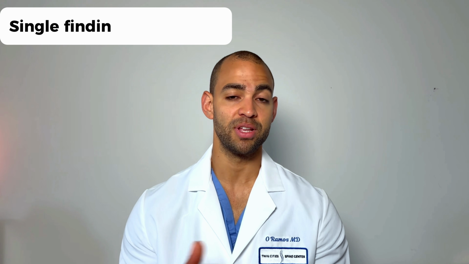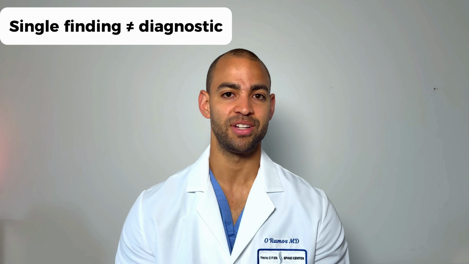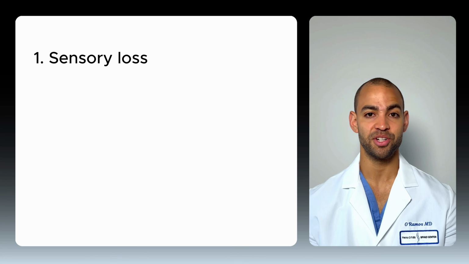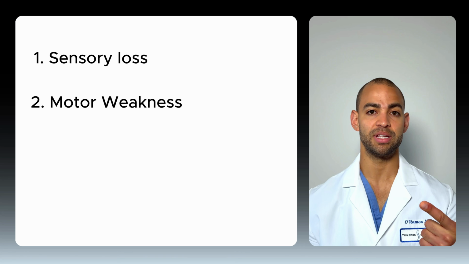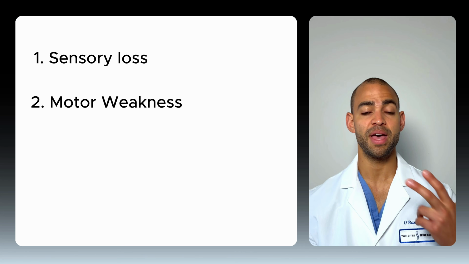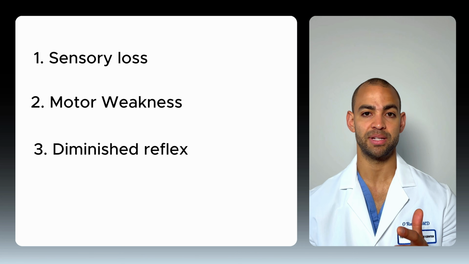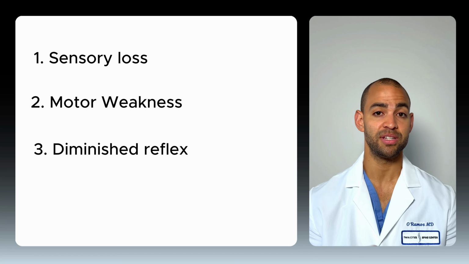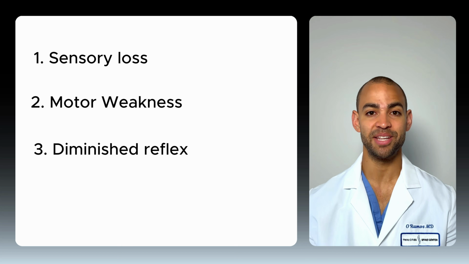I want to be clear about one thing. A single abnormal exam finding in isolation is rarely diagnostic. What builds the clinical picture is the combination: sensory loss in the dermatomal territory, motor weakness in the corresponding myotome, and a diminished reflex at the expected level. When all three point to the same nerve root and the patient's symptoms map to that same territory, that's a coherent clinical syndrome. That's when imaging confirms what the exam already suggested.